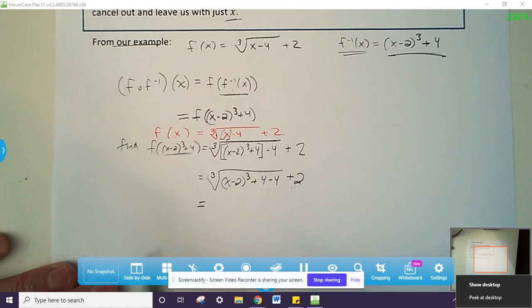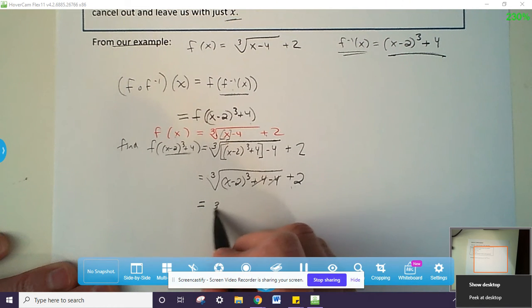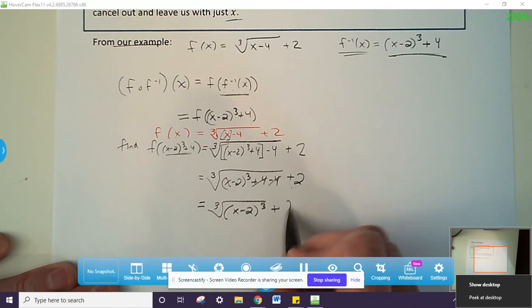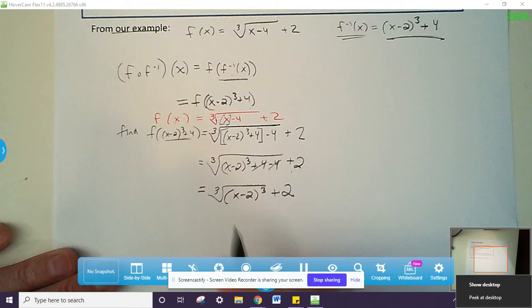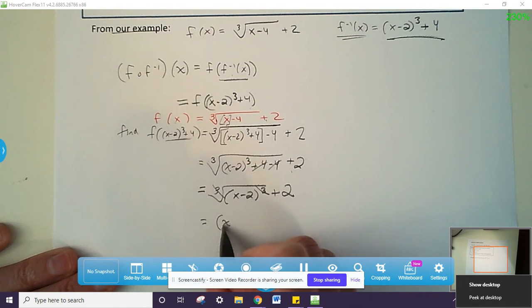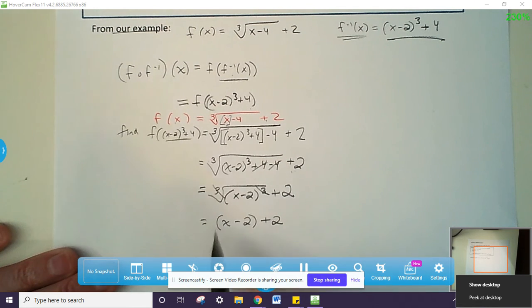So the only thing you're allowed to cross out right now is the minus 4 plus 4. So go ahead and cancel those out. And then think about what we can do next. We can cross out cube and cube root. Those are called inverses and they undo each other. And now all I have left is X minus 2 plus 2. Now the 2's can cancel out and I'm left with X as we predicted.